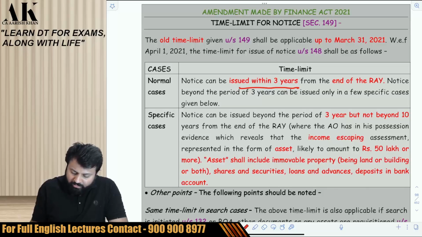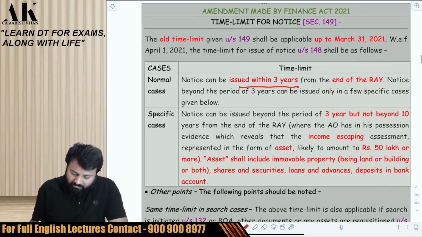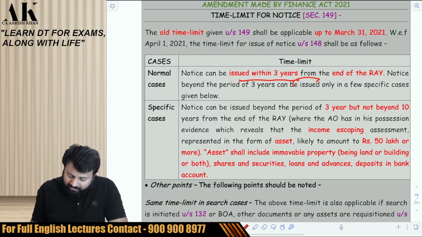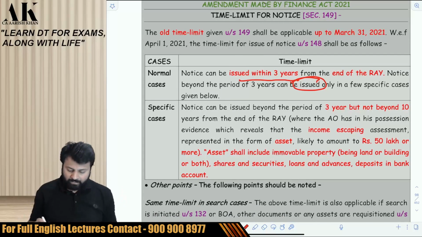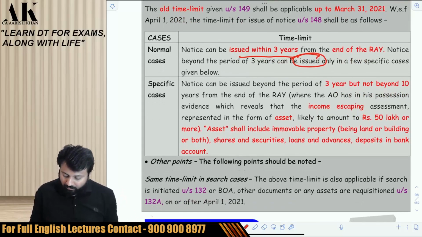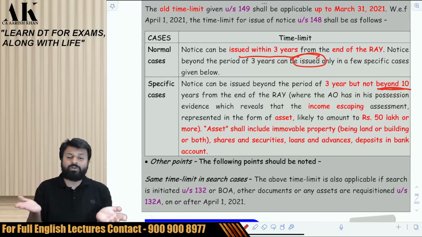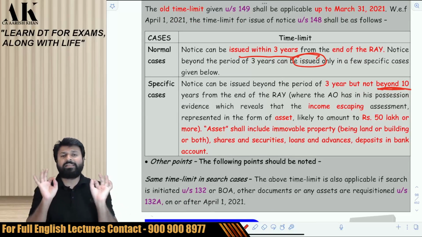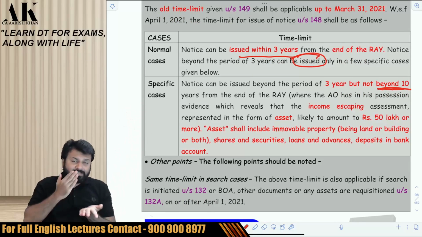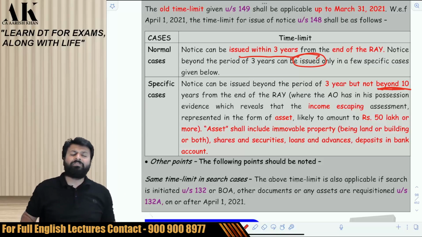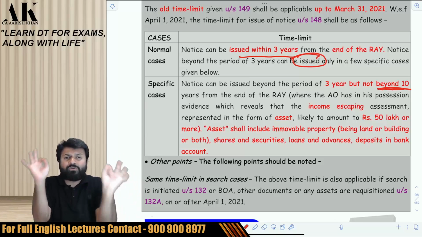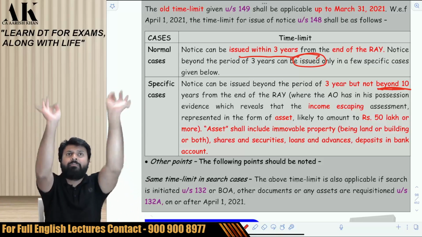The AO will issue notice within how much time? Within 3 years from the end of the relevant AY. But in certain special cases, it can be up to 10 years also. What are those cases? Beyond 3 years but up to 10 years. Those cases are where the AO has proved that the assessee has escaped income of 50 lakhs or more. If the assessee has escaped income of 50 lakhs or more, the AO has the power to send you a notice for more than 3 years but up to 10 years.